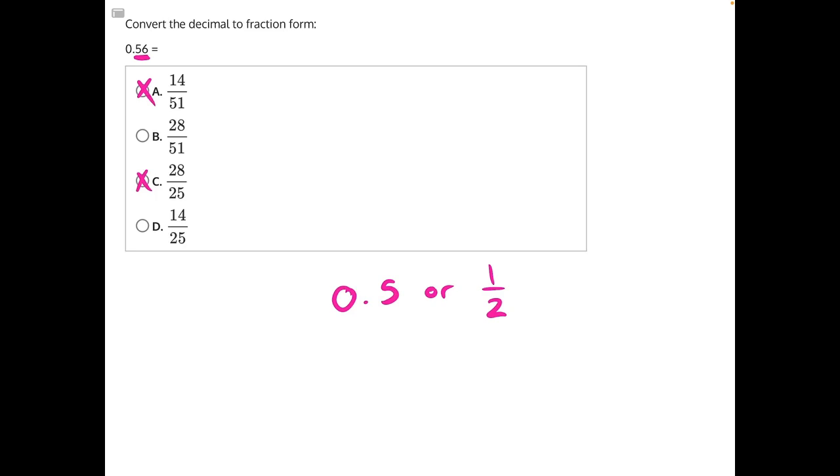Between answer choice B and D, these are both pretty close to each other because the numerators are both over half of their denominator, but by a little bit. So we're going to have to turn to long division for this.